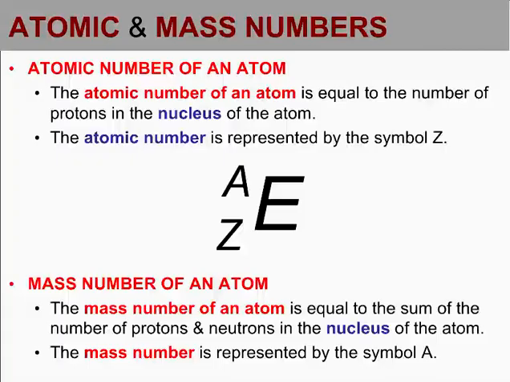So today we're going to start by talking about atomic numbers and mass numbers. So the atomic number of an atom is equal to the number of protons in the nucleus of the atom. And the atomic number is represented by the symbol Z. So Z is equal to the number of protons.